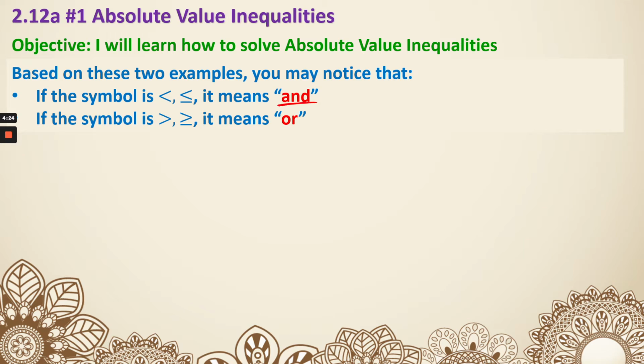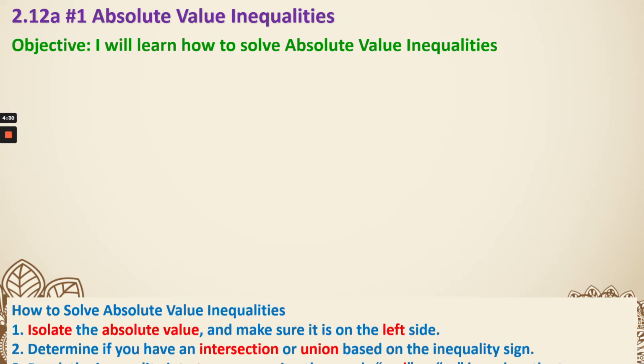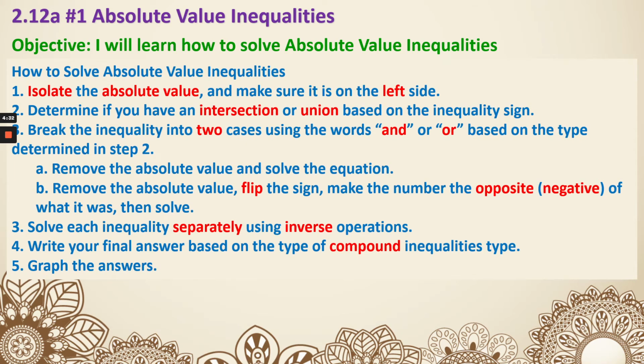If the symbol is greater than or equal to, it's guaranteed to be or. Now let's have a look at all the steps. Then we're going to have the steps when we talk about the examples. So first step, still same thing, isolate the absolute value, but this time we do have an extra piece.